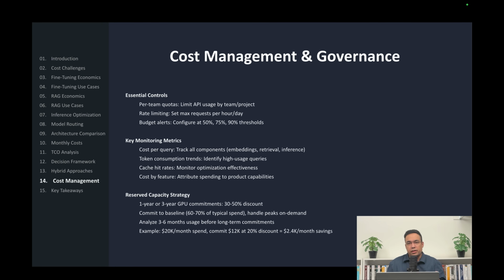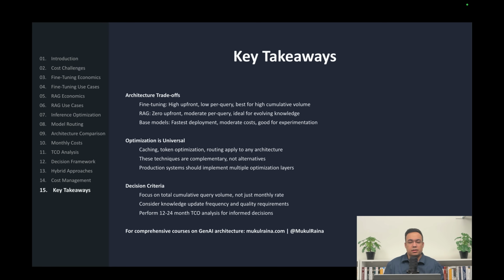So now let's wrap up with the key takeaways you should remember from this discussion. Let's synthesize everything we have covered into actionable takeaways you can use when making architecture decisions. First is architecture trade-offs. Fine-tuning has high upfront cost and low per query cost, making it best for high cumulative volume situations where you will execute millions of queries over the model's lifetime. RAG has zero upfront cost and moderate per query cost, making it ideal for evolving knowledge bases that change frequently. Base models offer faster deployment with moderate cost, making them good for experimentation and validation before committing to more complex architectures.